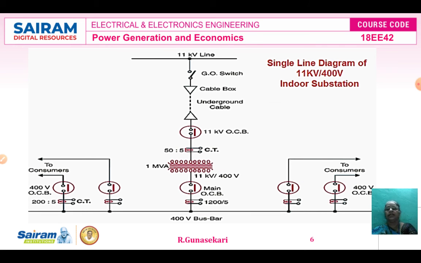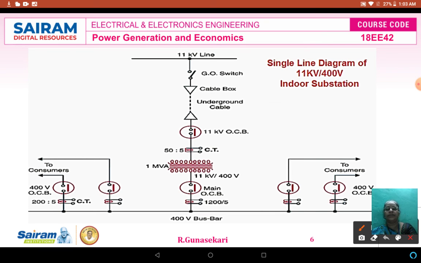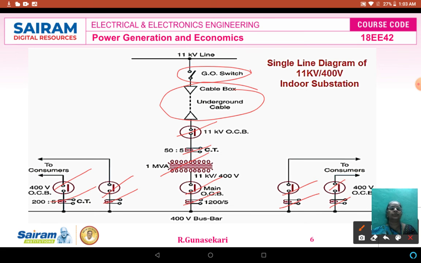Students, now you see the diagram. Wherever we require a CT, we have to use it. This is the CT connection. Wherever required, we have to use the circuit breaker connection. This is the circuit breaker symbol. For step down, we are using this step down transformer. Here we are using the underground cable. Instead of an isolator, we are using the GO switch. This is the incoming bus, the 11 kV bus. The outgoing is nothing but the 400 volt bus bar. Power goes from the 400 bus bar to the consumer through the circuit breaker and current transformer.